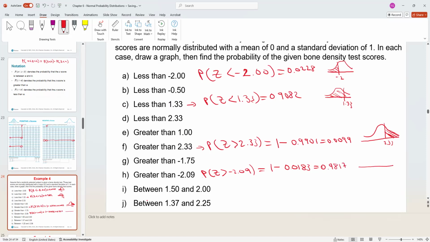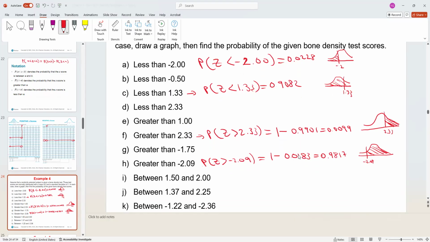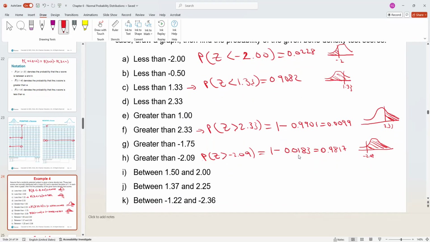Again, remember, if you want to shade it, you want -2.09. Remember, the distribution is symmetric about the mean, which is 0. That's why if the number is negative, I go all the way to the left. If the number is positive, I go all the way to the right. Now, if you look at the other numbers, I'm going to just do one or two of them.